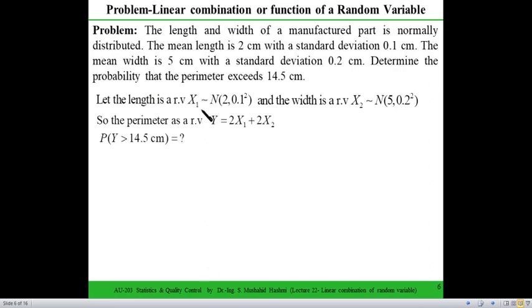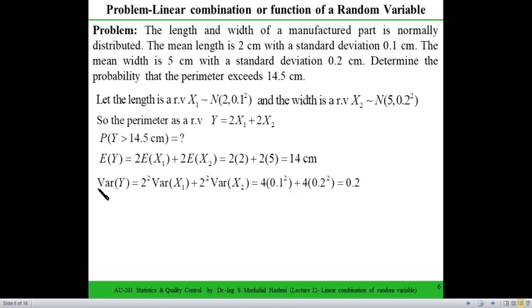As we know, using this reproductive property, if x1 and x2 are normally distributed, then y would also be normally distributed. So we can use a normal distribution to calculate its corresponding probability. Before calculating this probability of a random variable y, we need to know its mean and variance. The expected value of this random variable would be twice the expected value of x1 plus twice the expected value of x2. So twice 2 plus twice 5, that is 14 centimeters, the mean value of the perimeter.